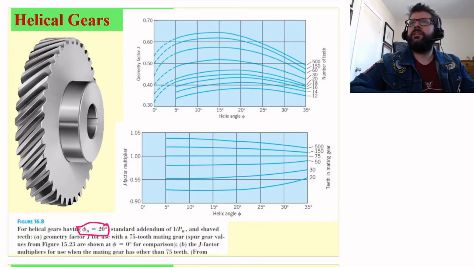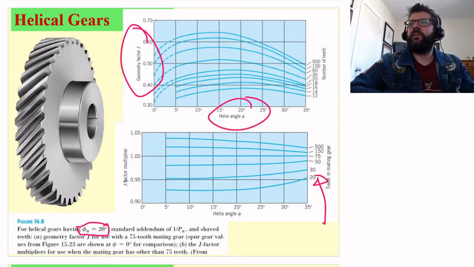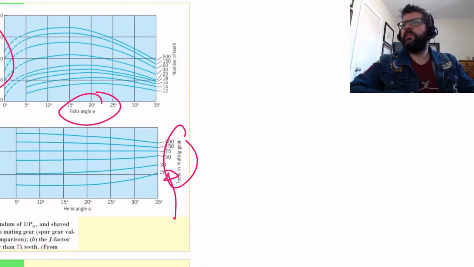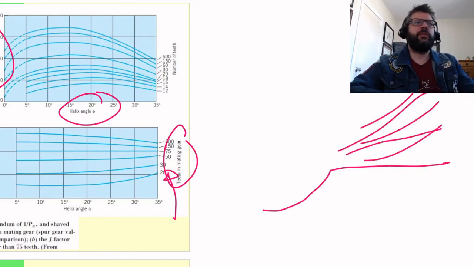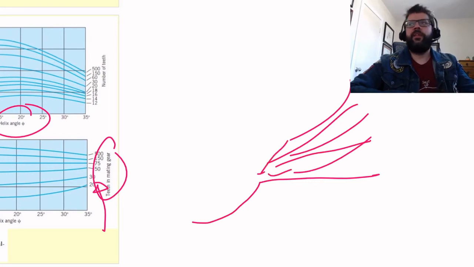So we take that geometry factor and then we adjust it by multiplying it by a factor that is based upon the number of teeth in the mating gear. So essentially when we saw the J chart, I'm sure you recall, it did something like this and then split off into a bunch of different lines for the number of teeth that it was mating in. So that's kind of accounting for that.